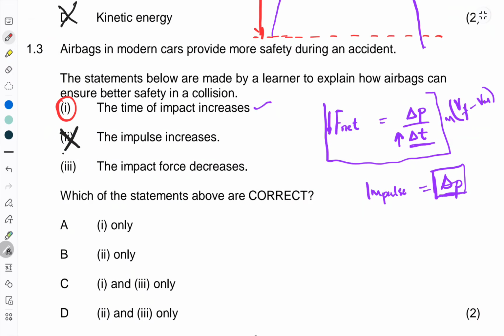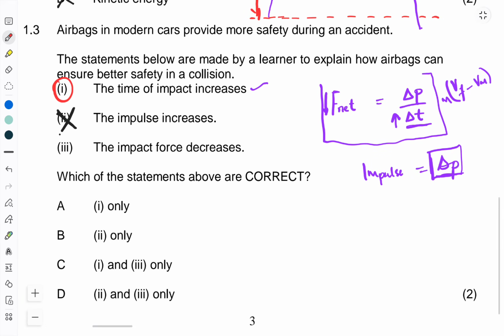Now let's go to number 3 and check for it as well, because we are given that we can select 2 options here. The impact force increases. Yes. The impact force will decrease because we are increasing the time it takes to bring you as a passenger to rest. That's what the airbag does essentially, right?